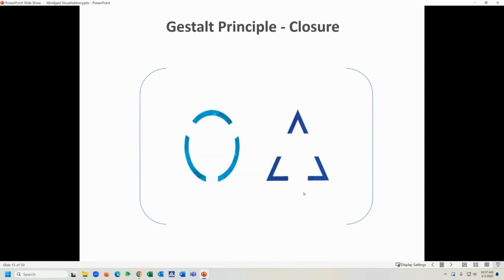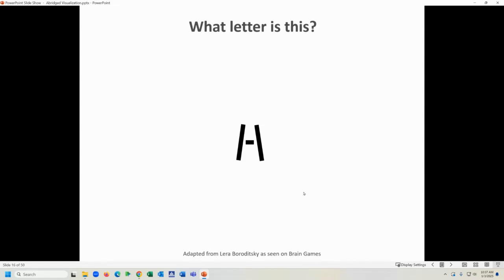So in this case, you can look at these and look at this letter here. What letter is it? Could be an H, could be an A. If you surround it, then you complete the letter in the middle depending on what's around it. So it can either be an H or an A, and your mind will automatically do that completion.